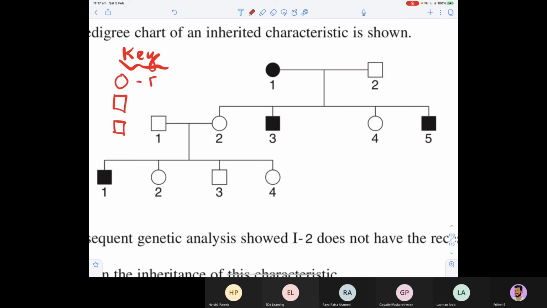Yeah, so this is female, this is male, and shaded means affected. That's simple. So reading a pedigree is very easy. My question is, how do you solve a pedigree? That's the hard part.